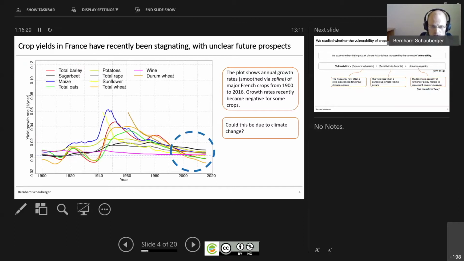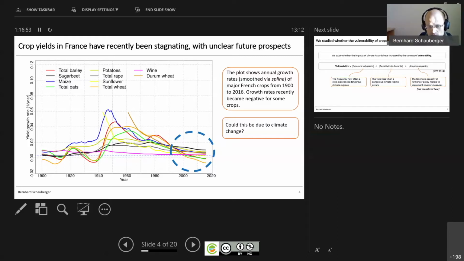So when we look at growth rates of crop yield from 1900 until 2018, we can see that after World War II, crop growth was very high. So they grew with rates of 4 to 6% per year, which is unimaginable today because all the growth rates have declined. And for some crops like winter wheat, or also winter oats, they have even turned negative, meaning that crops have stagnated or even declined in growth.